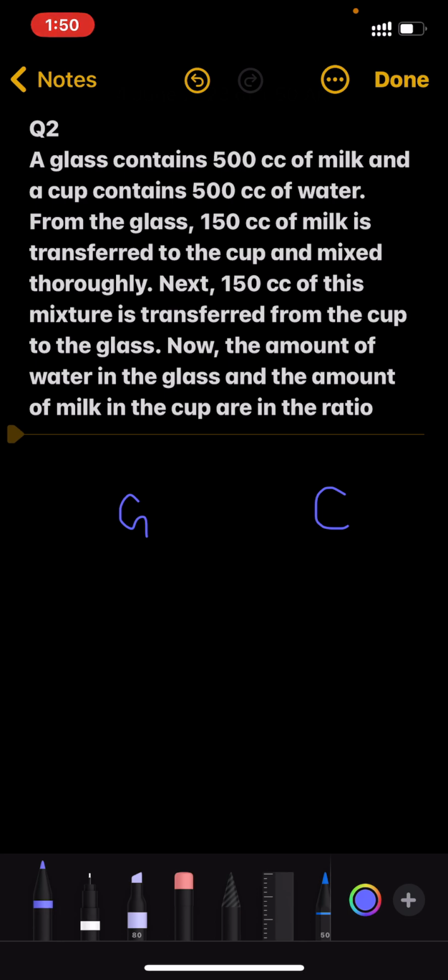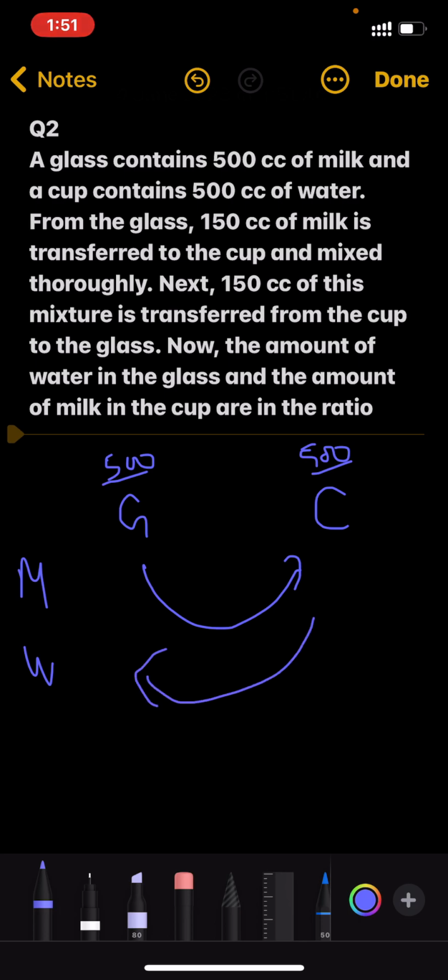See, initially this had 500 and this had 500 as liquid, whatever the liquid, milk or water. So I'm writing it down here: milk, water. Now what I'll be writing down will be the post process, post meaning after all the processes are done. It is given that 150 cc of milk is transferred to the cup from the glass. So glass to cup, 150 gone over here, and again 150 from here is transferred back, so the total will be the same in both, and we had 500 milk and 500 water as well.